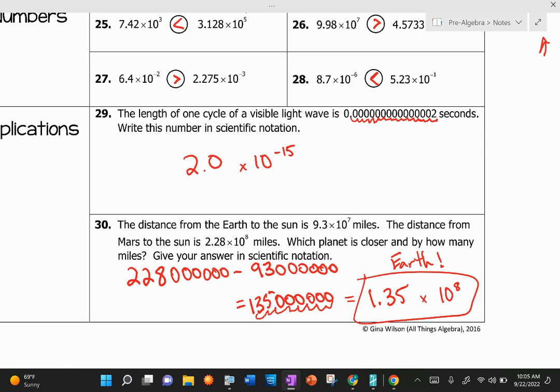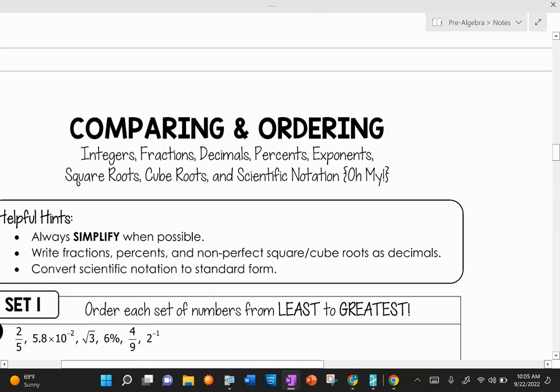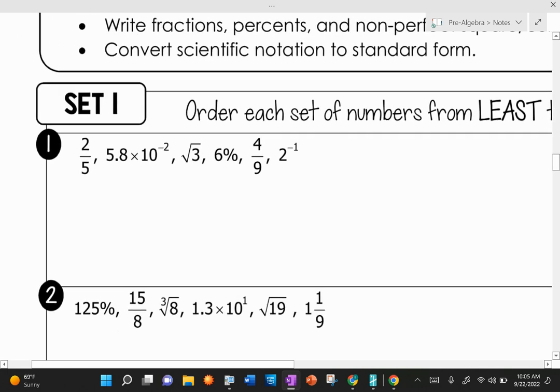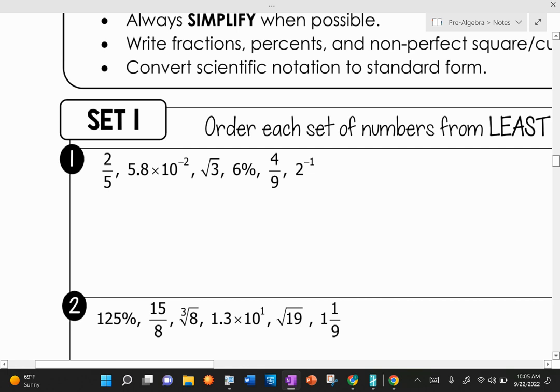Let me talk you through what this is going to look like, guys. If you stay with me, I'll even do number 1 for you. You have a list of 6 different numbers. Some of this is stuff that we have done this year, and some is stuff that you did last year. What you're going to have to do is get these all in a form that you can compare to each other. Standard form is what makes the most sense.